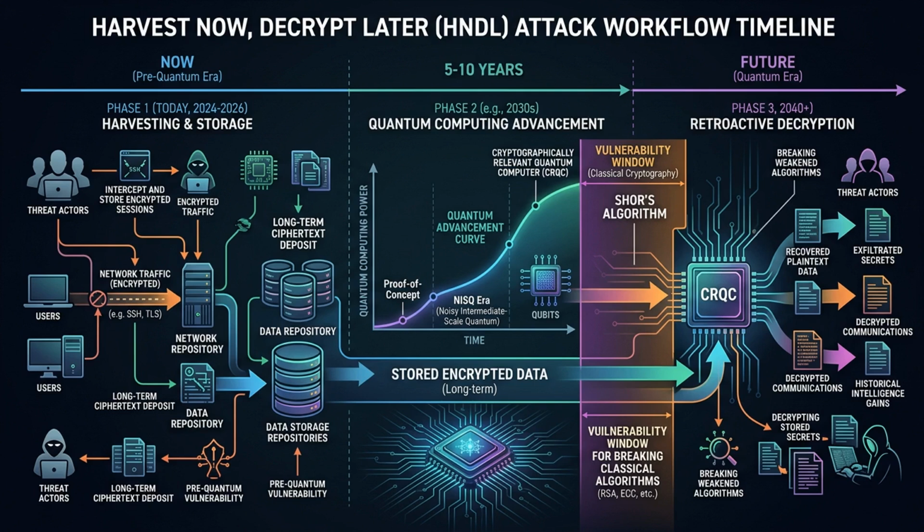Phase 3 is decryption. Adversaries take the stored SSH traffic. They decrypt it with quantum computers. Suddenly, all your historical SSH sessions are compromised. Passwords are exposed. Private keys are exposed. Confidential commands are exposed. This happened years ago, but is only discovered now. The attacker has access to everything.